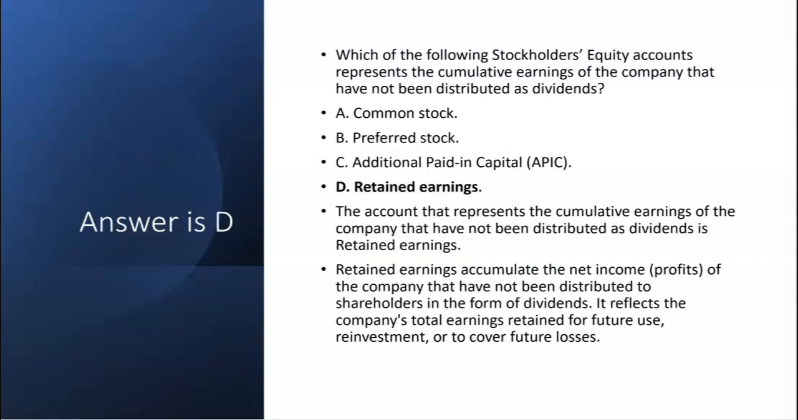The account that represents the cumulative earnings of the company that have not been distributed as dividends is retained earnings. Retained earnings accumulate the net income, the profits of the company that have not been distributed to the shareholders in the form of dividends. Retained earnings reflects the company's total earnings retained for future use, reinvestment, or to cover future losses, or to pay future dividends.